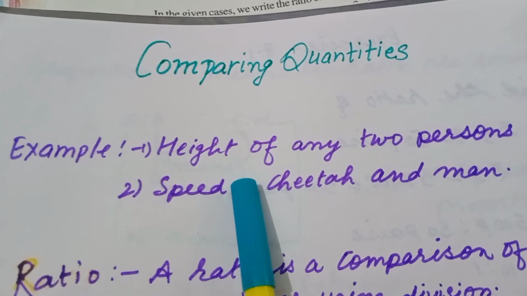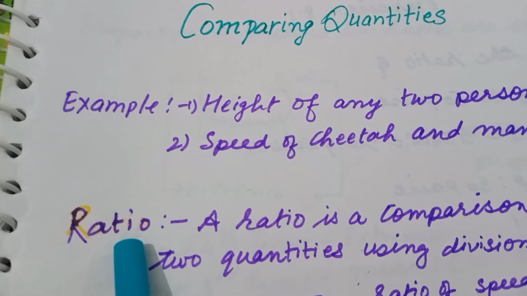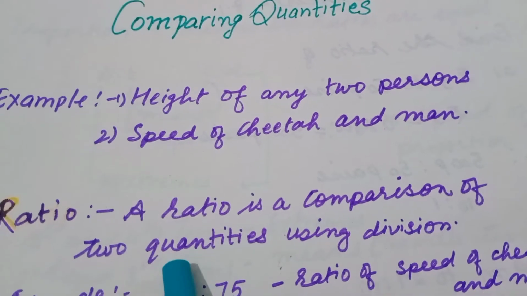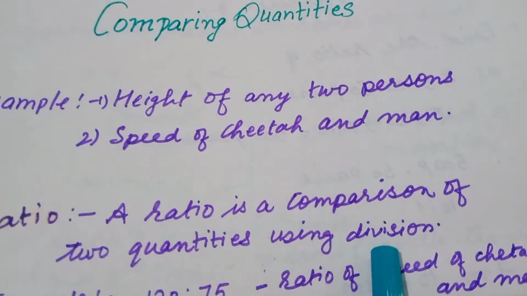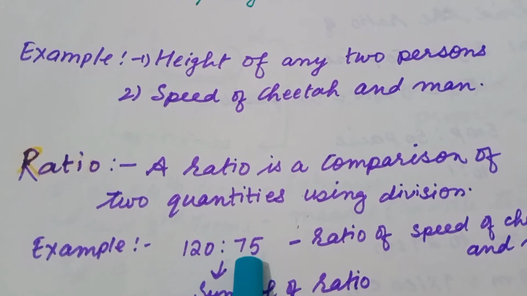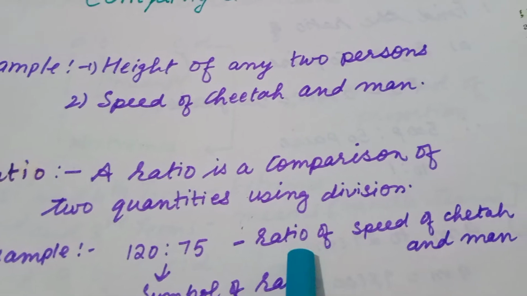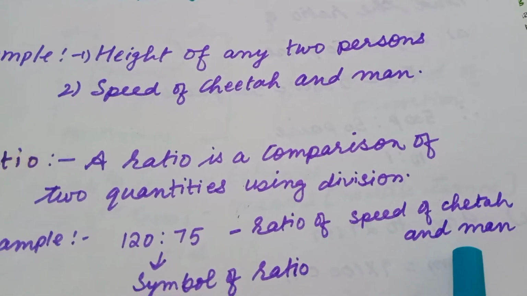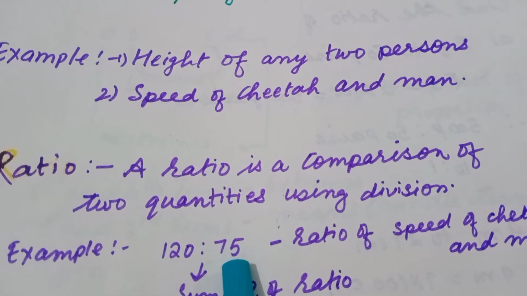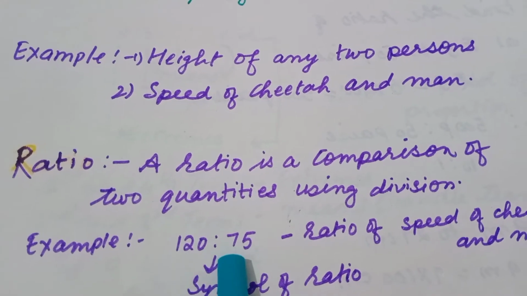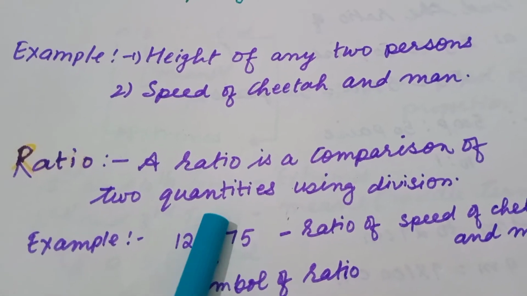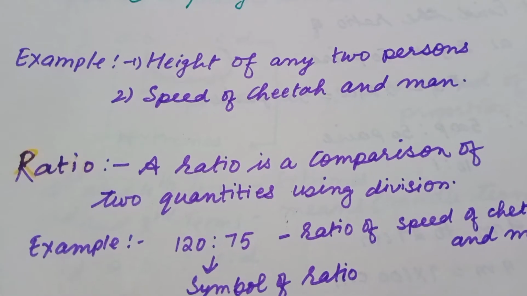we use the mathematical term, that is ratio. A ratio is a comparison of two quantities using division. Like 120 ratio 75, this is the symbol of ratio, the ratio of speed of cheetah and man. This is the speed of a cheetah and this is the speed of a man. So like this, we can compare two quantities using this symbol. It is known as ratio. 120 ratio 75.